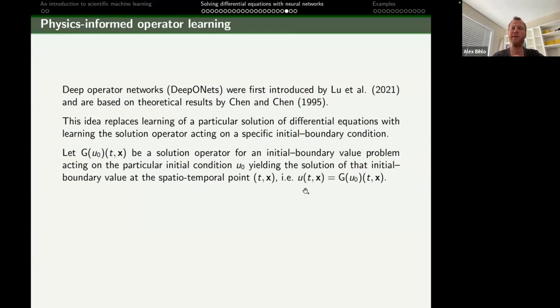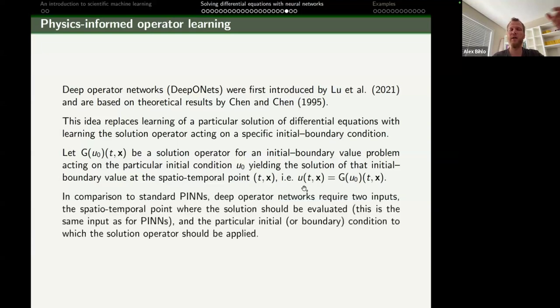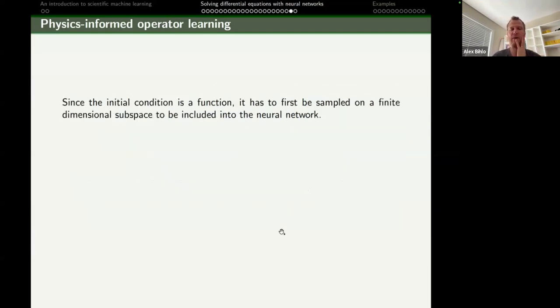So the solution operator, you already see, has to have two inputs: the initial condition as an input, and the independent variables as an input, to get the solution for the given initial condition at the point you care about. And if you want a different initial condition, you just swap it out and evaluate the operator, but you don't have to relearn it anymore. So two inputs are required, one for the initial condition, one for the independent variables.